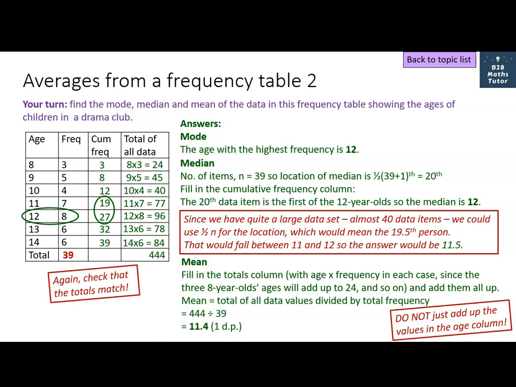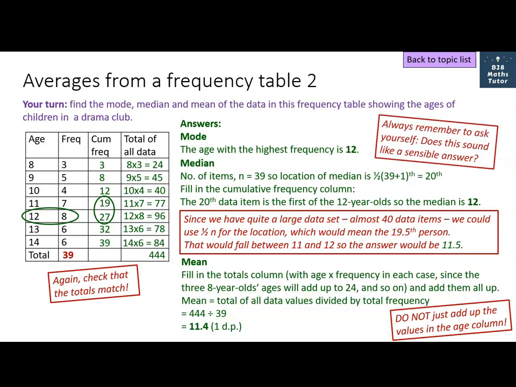Always remember to ask yourself, does this look like a sensible answer? So if we've got an age range of 8 to 14 and they're reasonably evenly distributed, then all the averages are going to be somewhere around the 11 or 12 mark. So highest frequency is the 12. Yep, that makes sense. The median is going to be around the middle, so around 11 or 12, and the mean is going to be around that area too.